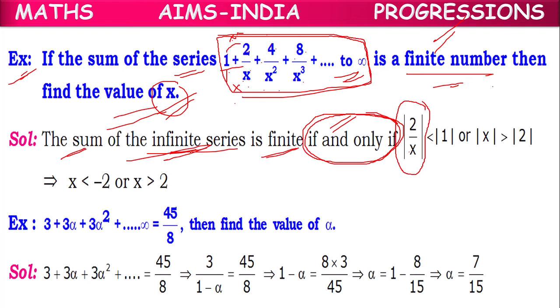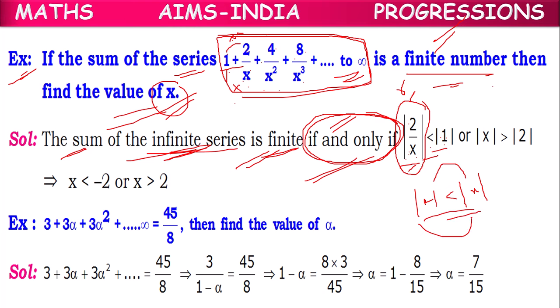So the infinite series will have a finite sum if and only if the modulus of the common ratio is less than modulus of 1. If x goes this side, then modulus of 2 less than modulus of x will come, because x into 1 is x. Or if we interchange the terms, we can write it as modulus of x is greater than modulus of 2.